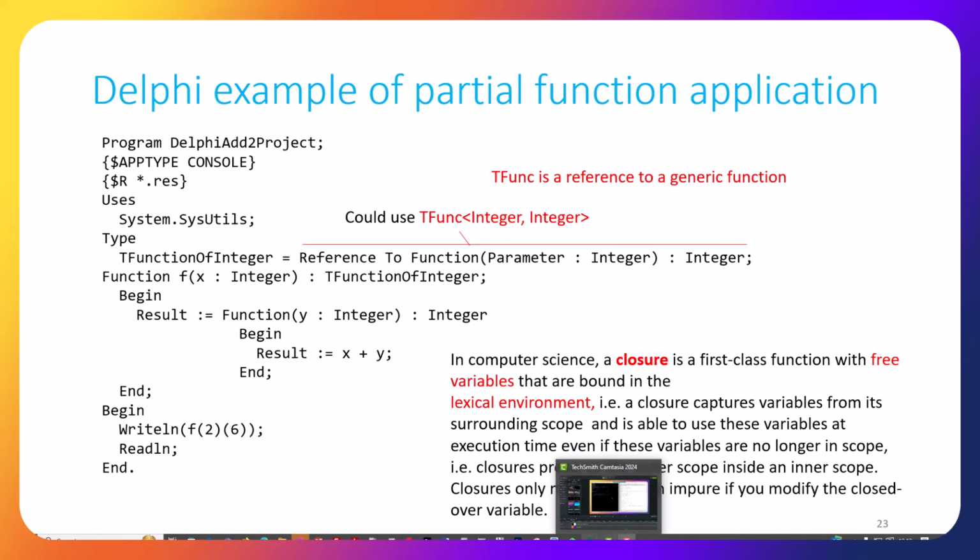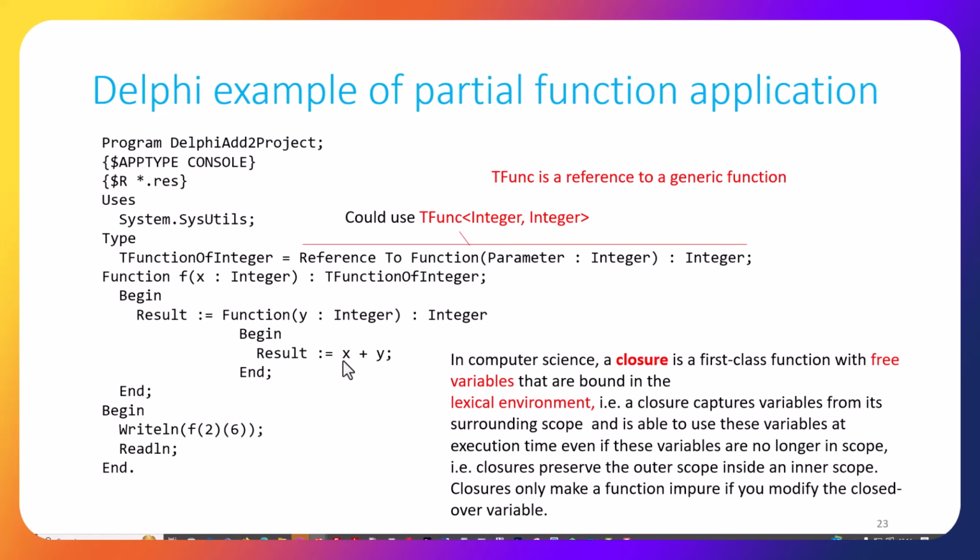So in computer science, a closure is a first-class function with free variables that are bound in the lexical environment. If we look at this function here, y is bound to this function. So this y here is bound in here. But when you look inside this function, you say, where does x come from? So that is free. If you're only living inside this function here, you've no idea where x comes from. It comes from outside. So x is a free variable, while y is a bound variable.